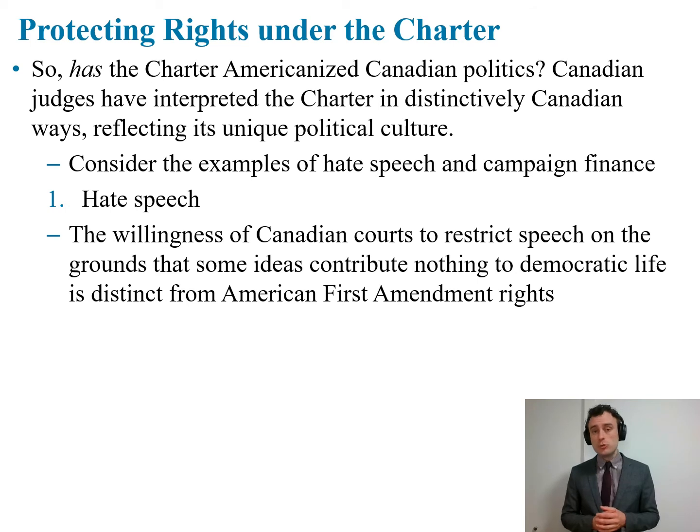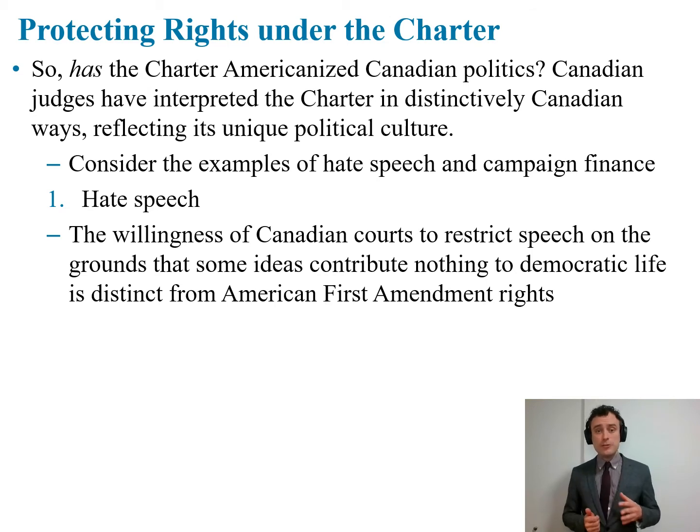And let's look at two prominent examples of where Canadian justices have made different decisions than their American counterparts. And these are the issues of hate speech regulation and campaign finance limitations. We begin with the topic of hate speech.